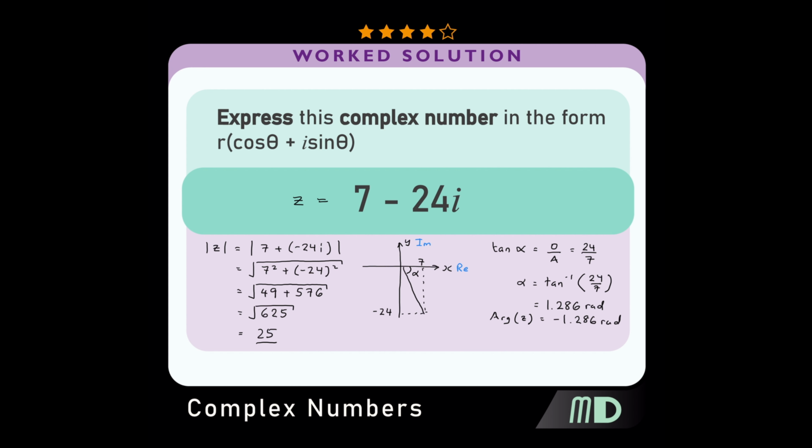Substituting the values for the modulus and argument into the polar form of a complex number, we get z equal to 25 multiplied by the cosine of minus 1.286 plus i multiplied by the sine of minus 1.286.